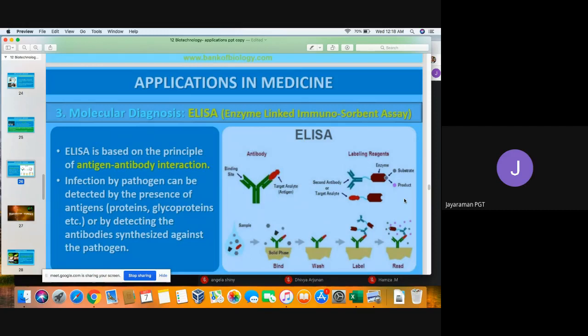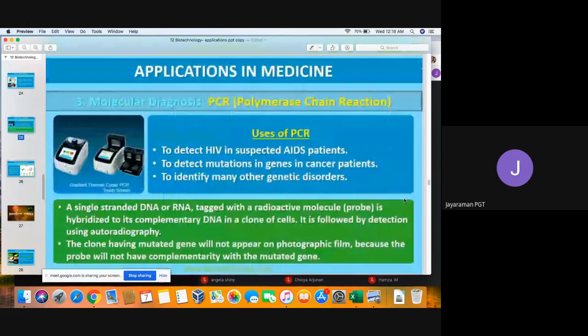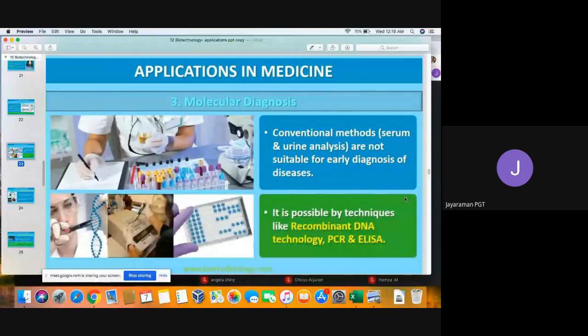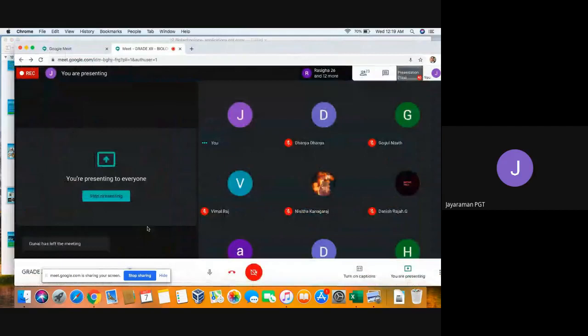Any doubt in ELISA and gene therapy, adenosine deaminase? What is ADA and how is it used? Any doubt? Any discussion? No, sir. Okay. Shall I ask a question? Danish, what is the use of ADA? What is ADA? What is the use? ADA means?